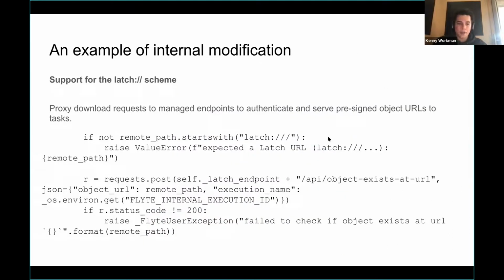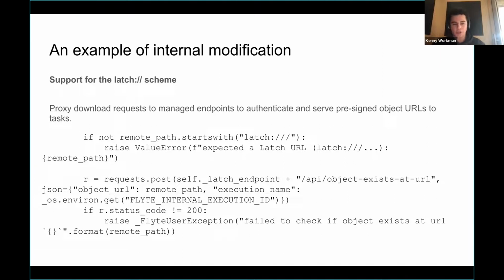And so lastly, to wrap things up, I wanted to show examples of an internal modification we've made to the Flyte system. I mentioned we have this Latch network scheme, which allows us to resolve and understand file objects with respect to the absolute path for any given user's working directory in their account.